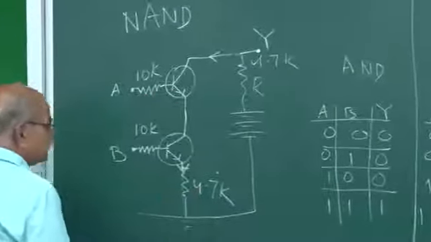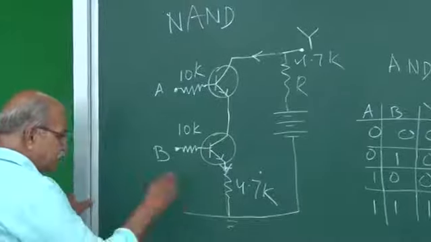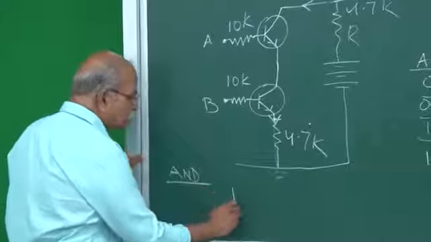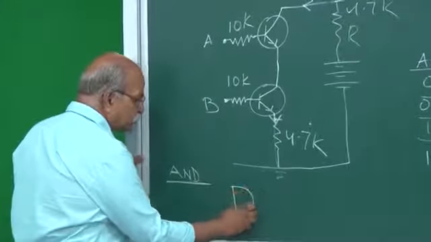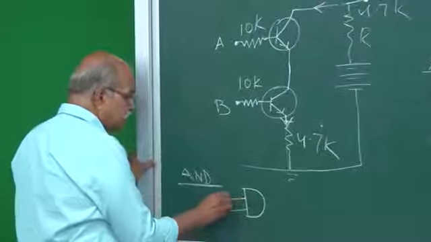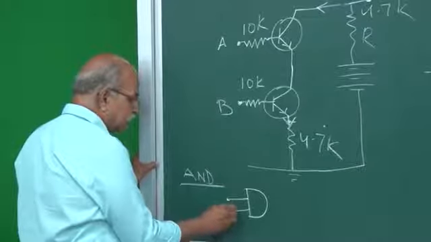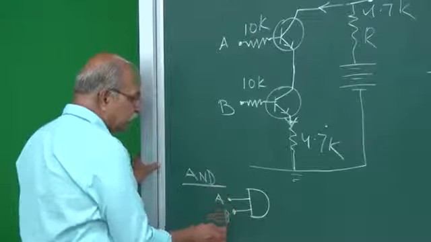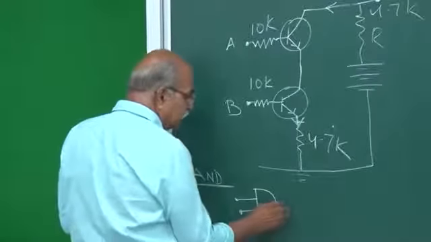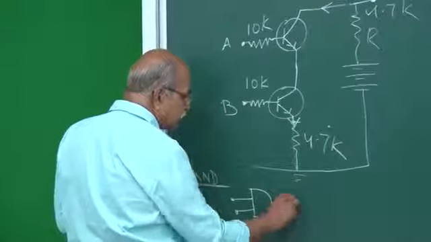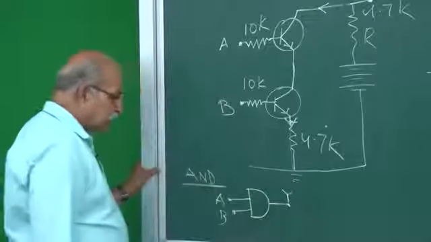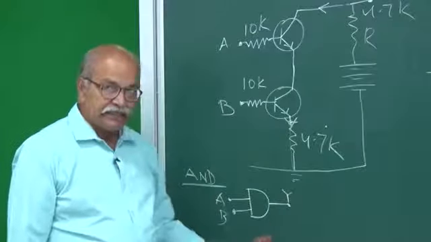The symbol for AND gate: you make a structure like a D, and then you take two lines here and represent these as inputs. So this is A and this is B. For the symbol you don't write AB, and then you put a line here and a dot here. So these are the input points and this is the output point. So that is the symbol for AND gate.